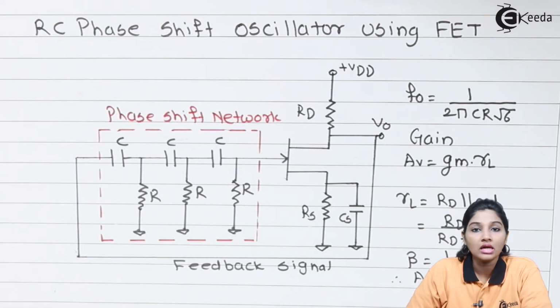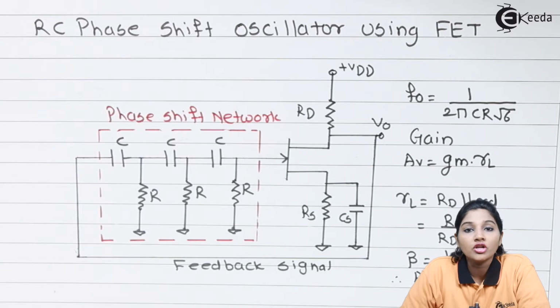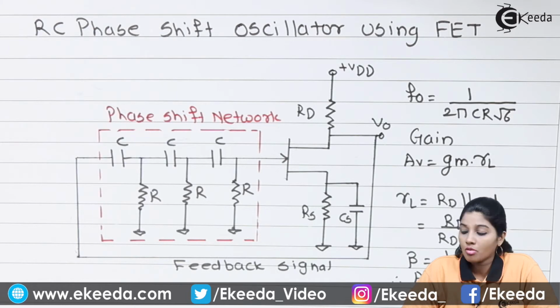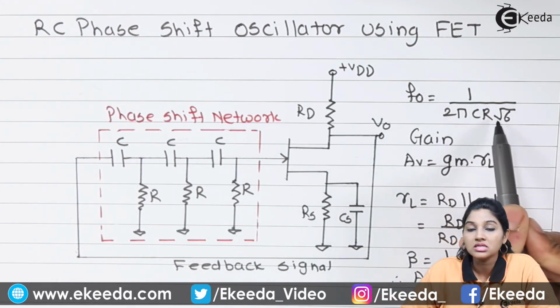Now, in this circuit, the gain is given by the formula gm into RL, where gm is the transconductance of the FET and RL is nothing but the drain resistance in parallel with the output resistance of the FET, that is small rd. Therefore, the value of RL becomes RD into rd divided by RD plus rd. The feedback fraction is nothing but 1/29, that is called beta. Therefore, the minimum gain required by this circuit to fulfill the oscillations is 1 by beta, that equals 29. Therefore, the circuit must have a gain equal to or greater than 29. The frequency of oscillation of the circuit is given by the formula fo equals 1/(2πRC√6).